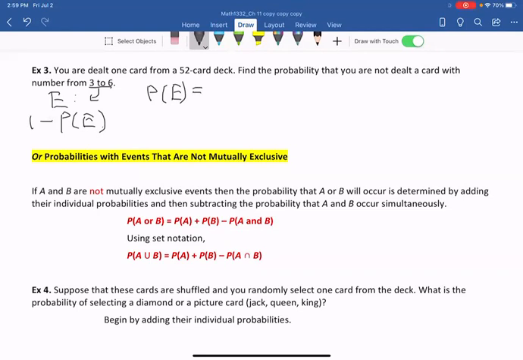How many 3s can you find? You have 4 3s over 52. And how about 4s? You have 4 4s in 52, plus 4 5s in 52, plus 4 6s in 52. Okay, that's 16 over 52. And to simplify this, we have 4 over 13.